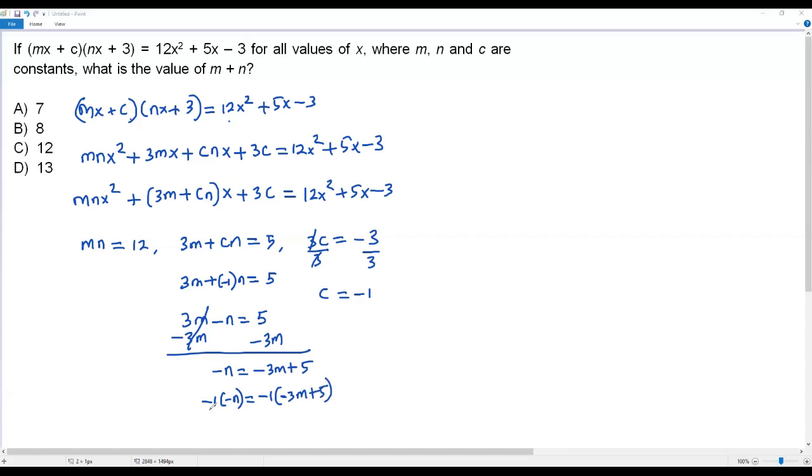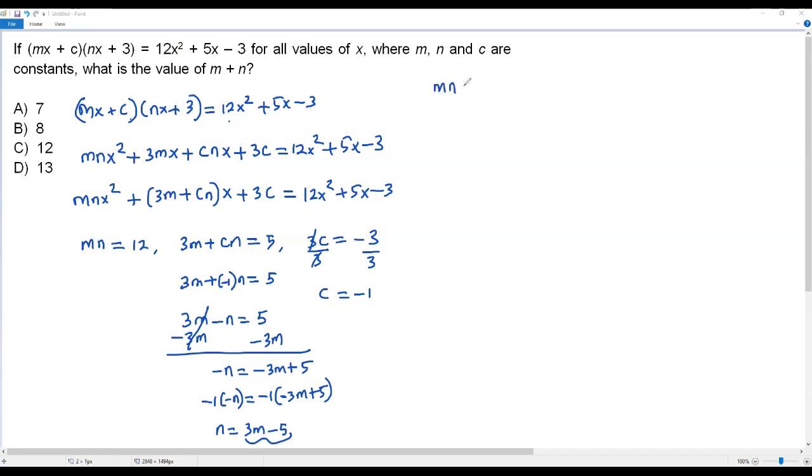Then negative times negative becomes positive, and 1 times n is n. And this −1 can be distributed to −3m and +5. When I multiply −1 and −3m, I get 3m. When I multiply −1 and 5, I get −5. Okay, I have solved for n in terms of m: n = 3m − 5. Now I'm going to plug this 3m − 5 for n into the first equation. Okay, let me continue over here.